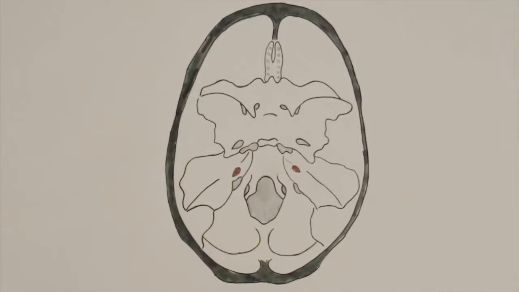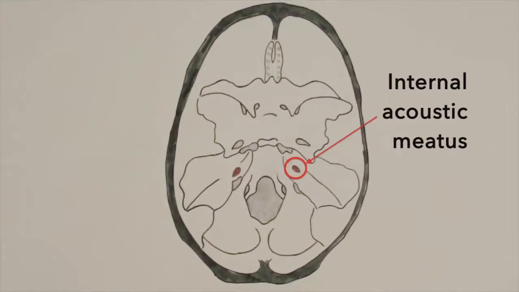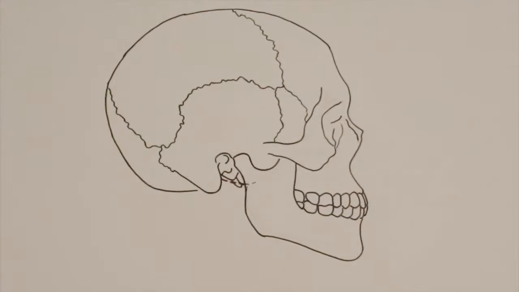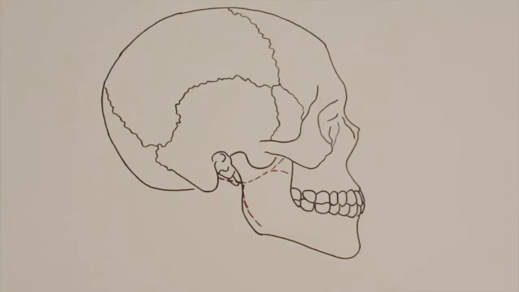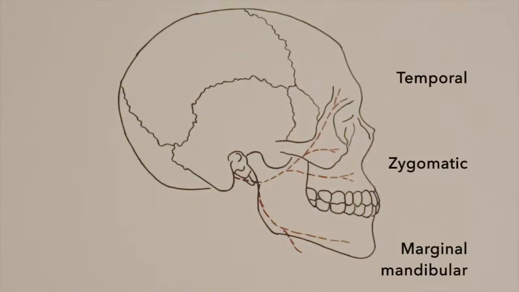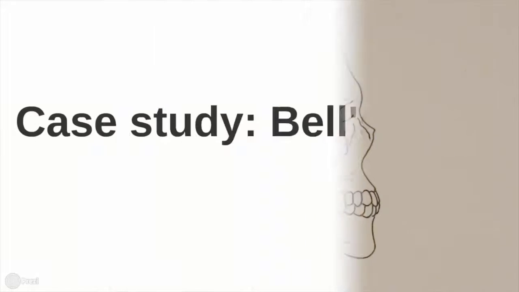This is a top-down view of the base of the skull. The facial nerve enters through the internal acoustic meatus, passes through the facial canal, and exits through the stylomastoid foramen. It moves towards the parotid gland where it splits into three main branches, the temporal, zygomatic, and marginal mandibular branches, through which it innervates the muscles, glands, and tongue as addressed earlier.